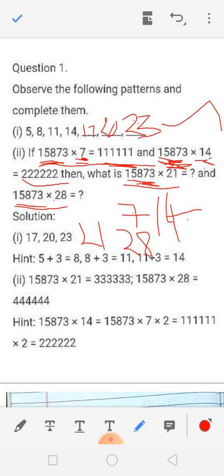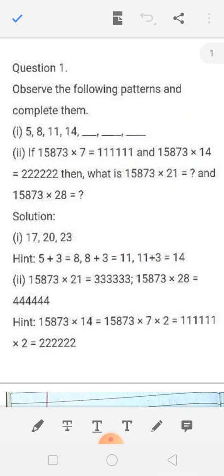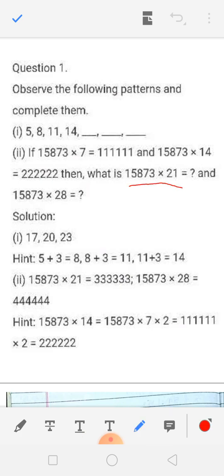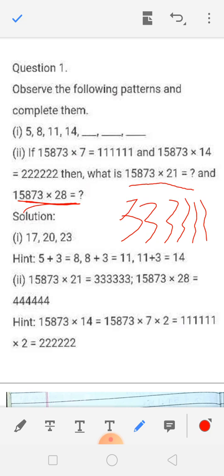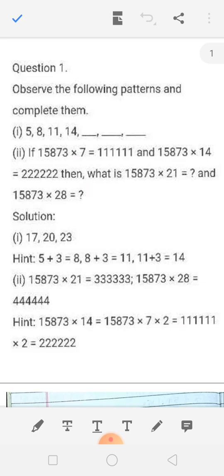And then this number multiplied by 21, what is the answer? You can say clearly, 333333. Yeah, that's it. And then that number multiplied by 28, what is the answer? 444444. Yeah, that's it.